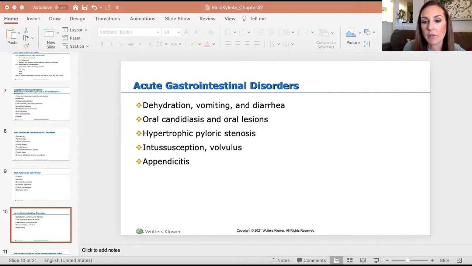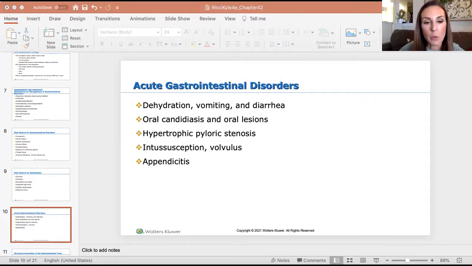Those kiddos are going to be severely malnourished, and you'll see that malnourishment here in this little guy. They will have some failure to thrive, and then they're obviously going to be dehydrated, because we know that the stomach really doesn't do a whole lot of reabsorption. That fluid reabsorption is all in our small and large intestines.